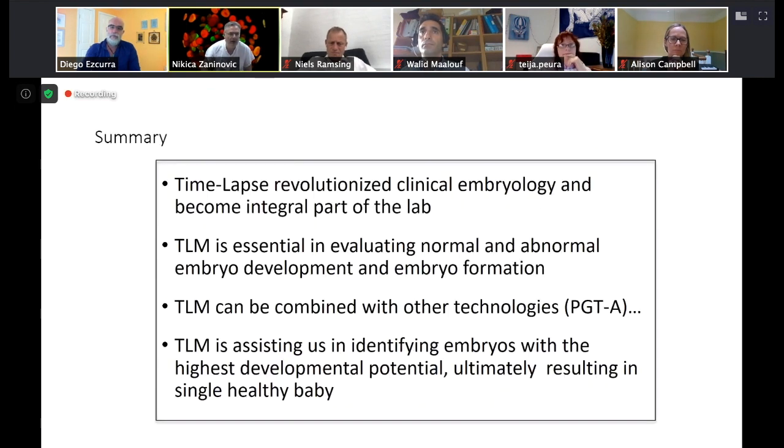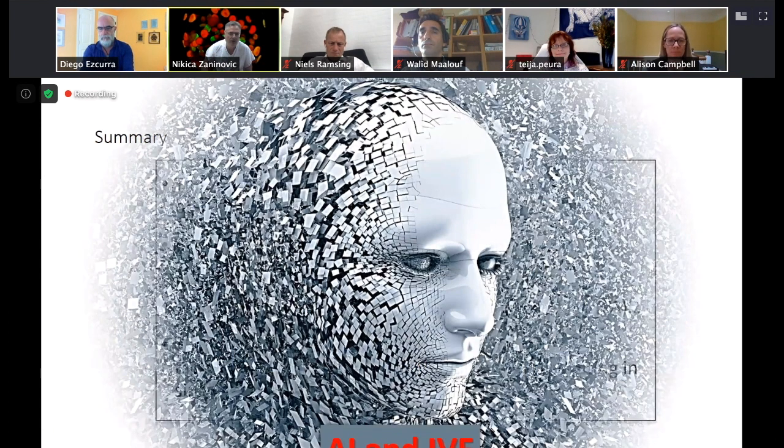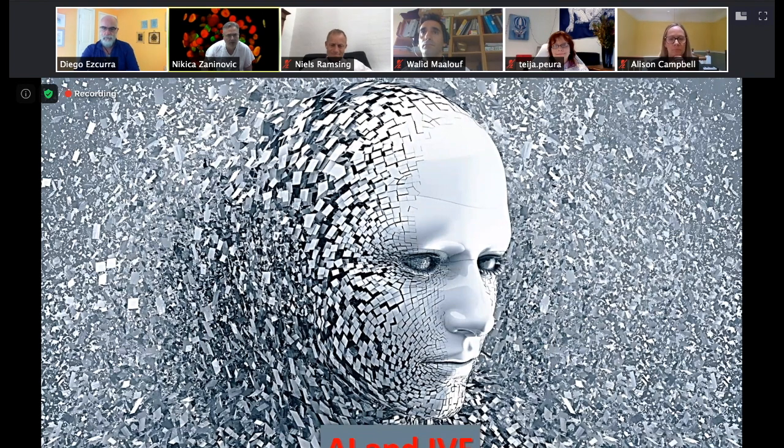So in summary, I will say time-lapse can revolutionize things for us. We don't see embryology the same way like we did before. It can give us evaluation of normal and abnormal embryos. We can also use different other technologies combined with the time-lapse, and it really can assist us to get the best embryo. Very briefly, this is coming and it's already here, and we are working hard on it, not only us, but many other people.